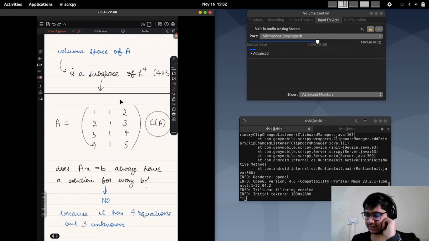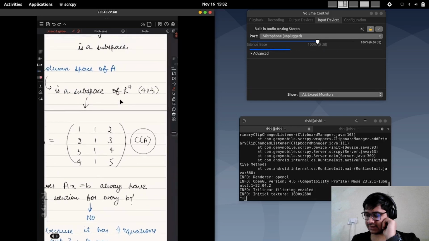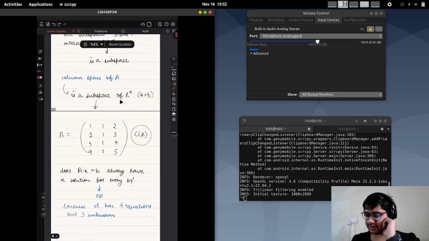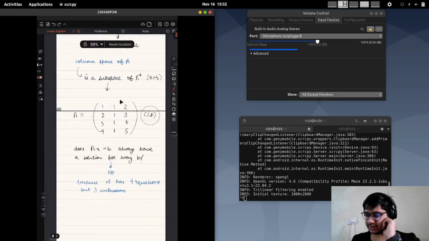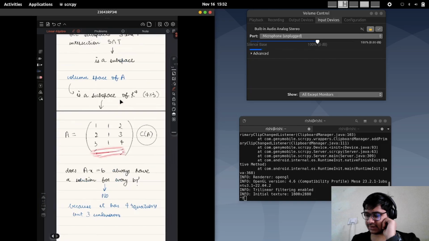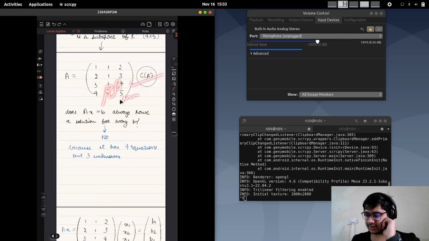Column space of A is a subspace of R4 for a 4×3 matrix, because we have 4 dimensions now. Let's assume these are 4 dimensions, and we have 3 vectors in them. Similarly, if we have 2 vectors in 3 dimensions, they will form a plane as a subspace. Here we will have a 3-dimensional body, R3, as a subspace. So the column space is R3 in R4.